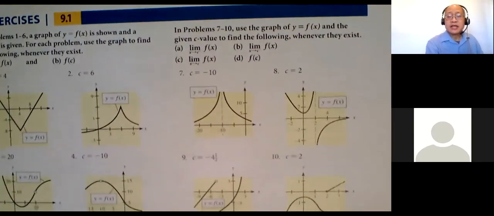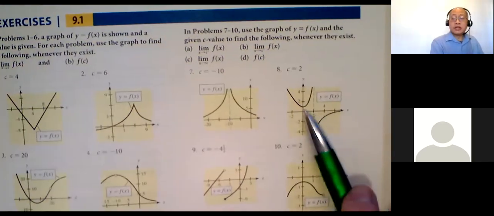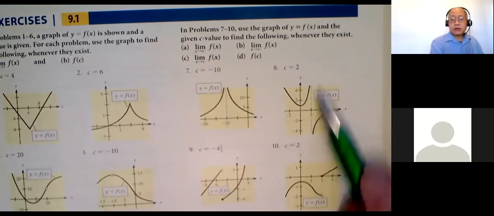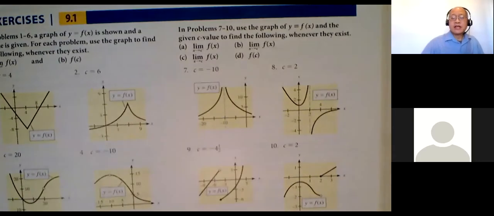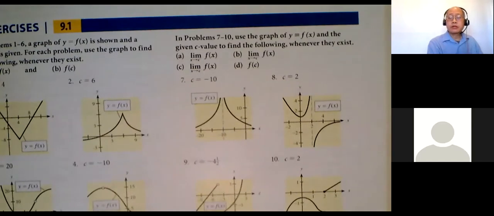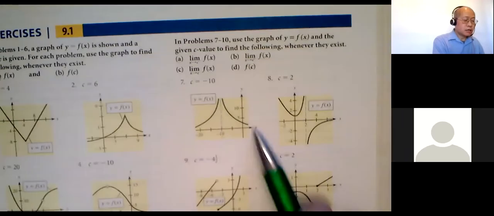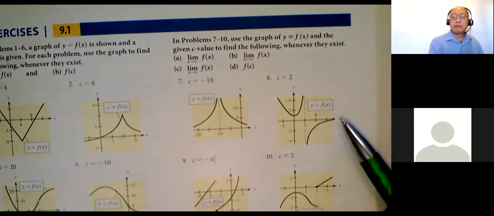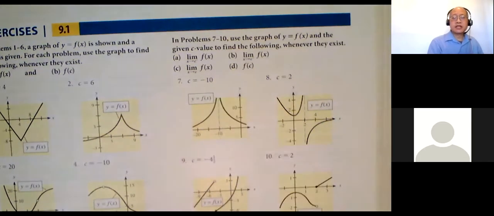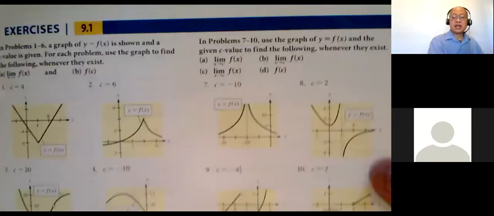And then 8d, f of c, right at 2. Not a little bit to the left, not a little bit to the right. Is there a dot anywhere at x equals 2? I don't see any. Okay, so 8d also does not exist. So recap again: 8a should be infinity, coming from the left. 8b is negative infinity. 8c does not exist, and 8d does not exist. You can abbreviate does not exist as D and E.